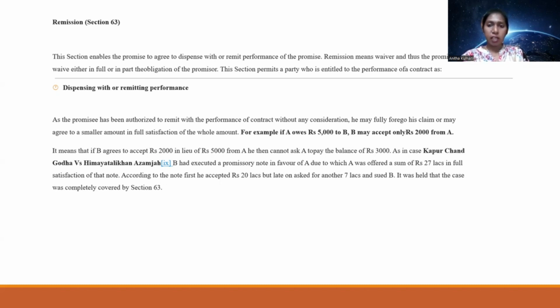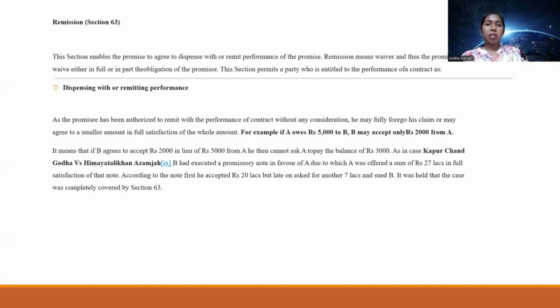So one case study again I have given here. Kapoor Chand Gota versus Himaya Tekin Azam. B had executed a promissory note in favor of A, due to which A was offered a sum of rupees 27 lakhs in the full satisfaction of that note. According to the note, first he accepted 20 lakhs, but later asked for another 7 lakhs and sued B. It was held that the case was completely covered by the section.